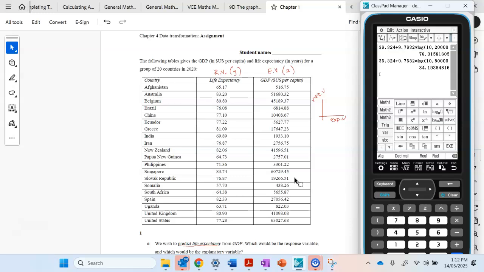It's pretty accurate. If we did 80,000, so oh no, here we go. US is 63,000. So 80,000 is clearly above. So it's not as accurate, and you're extrapolating. It's not as accurate because you're outside of the data set.